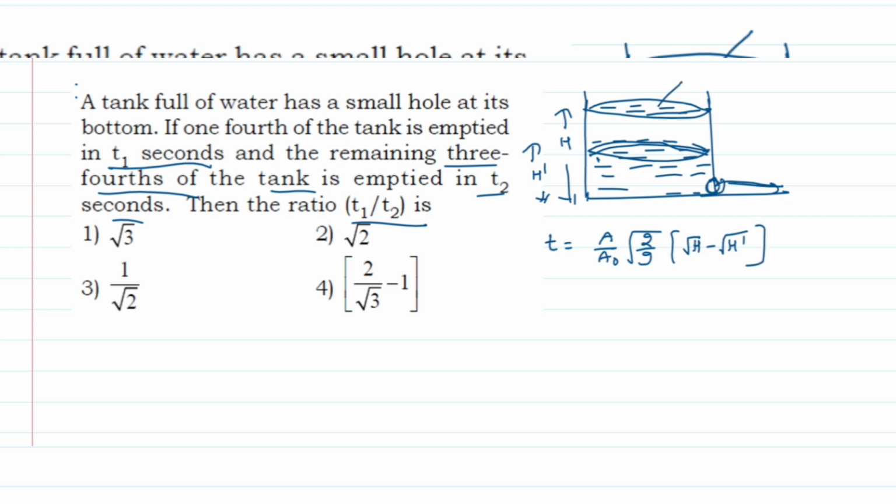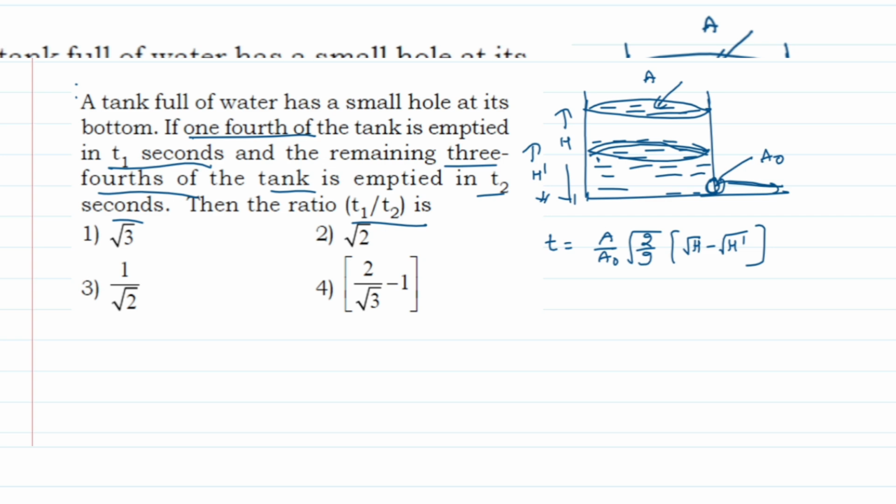Capital A is nothing but the area of the surface of the liquid you are taking, and a naught is nothing but the area of the orifice. Now let us talk about the ratio of T1 by T2 they are asking. Initially you are decreasing the water level, 1/4 of the tank you are emptying.